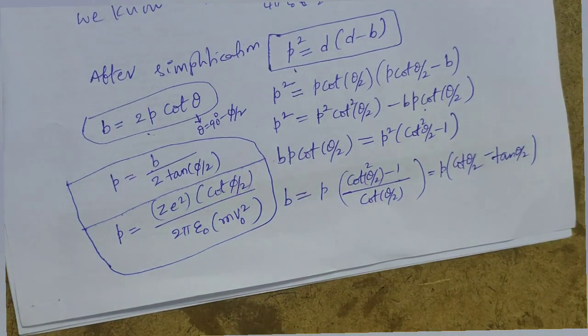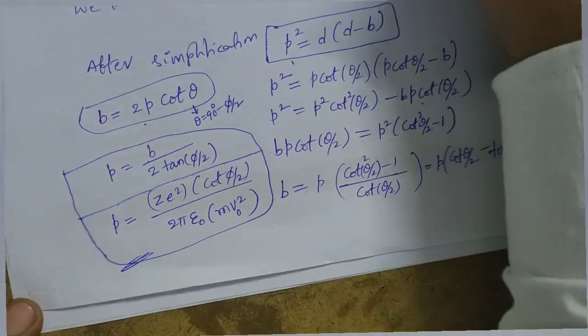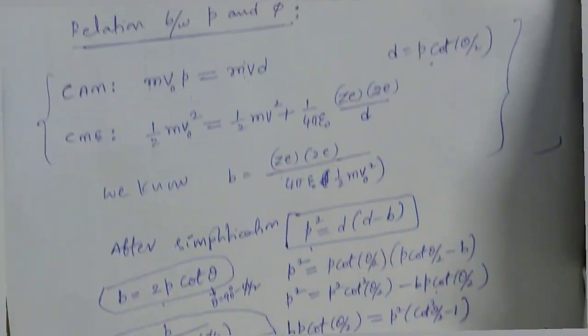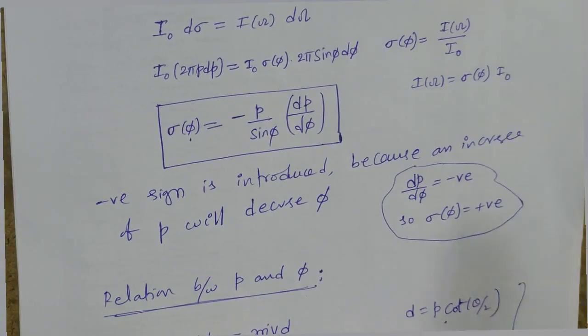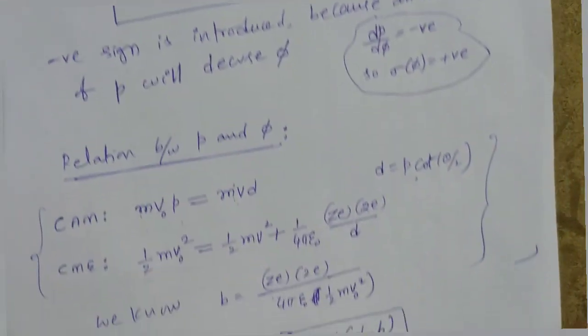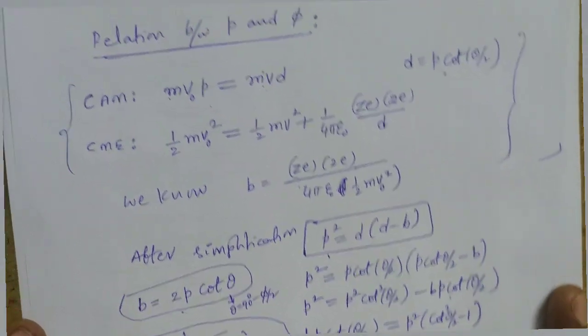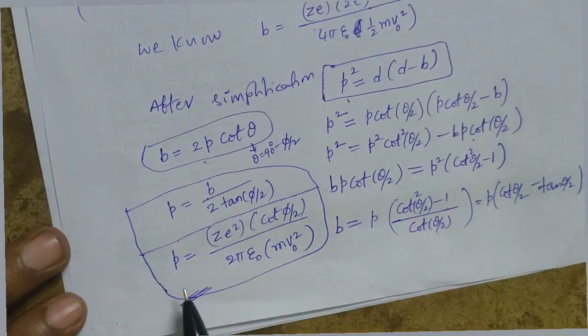Okay, done. That is the p value. See, so I got the p value. Once I got the p value, in this paper we are searching for the scattering cross section. So in searching for the p, we are searching for the p in terms of phi. So this is the p and phi relation. So finally we got the p and phi relation.